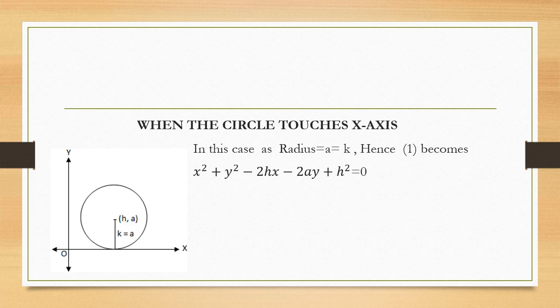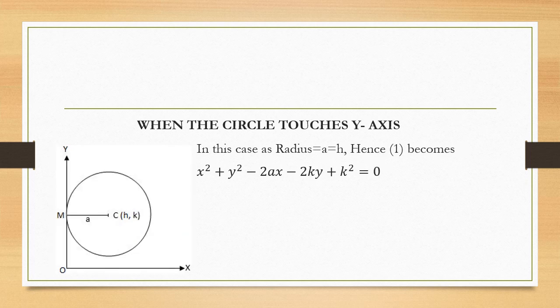And if you substitute that a equal to k in equation 1, you will get x square plus y square minus 2hx minus 2ay plus h square equal to 0. In the next case, after circle touches x-axis, we have circle touches y-axis. In this case, if you observe, it is almost similar to the circle touching the x-axis. There we have a equal to k, but here we have a equal to h. What does a indicate? A is the radius.